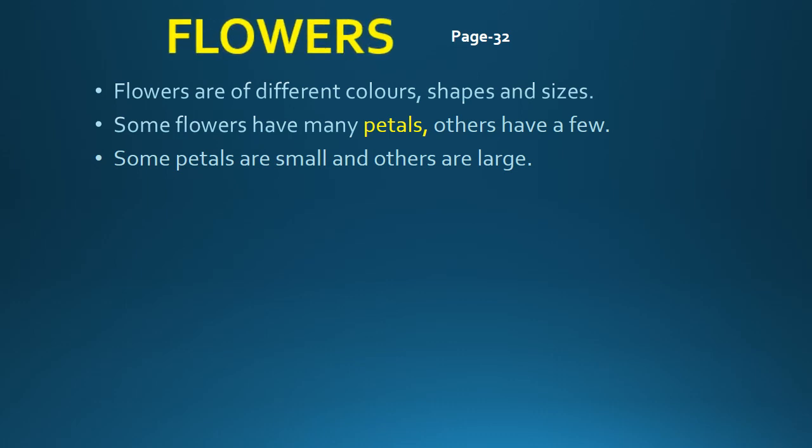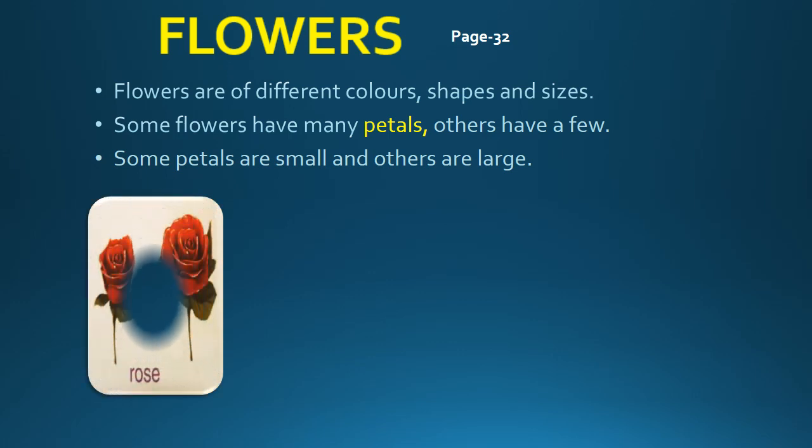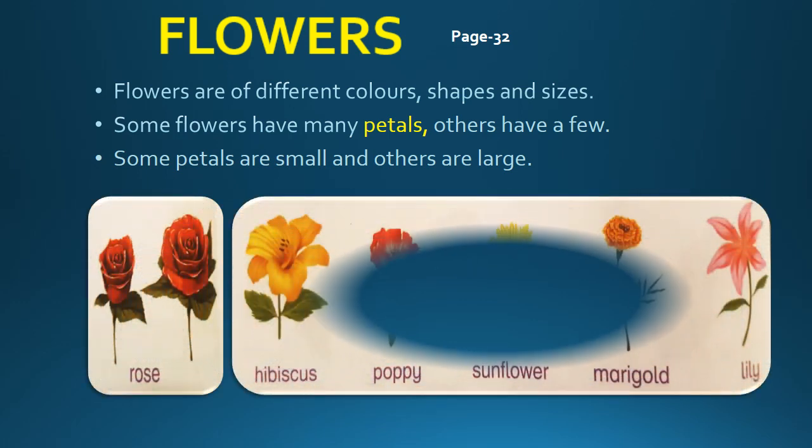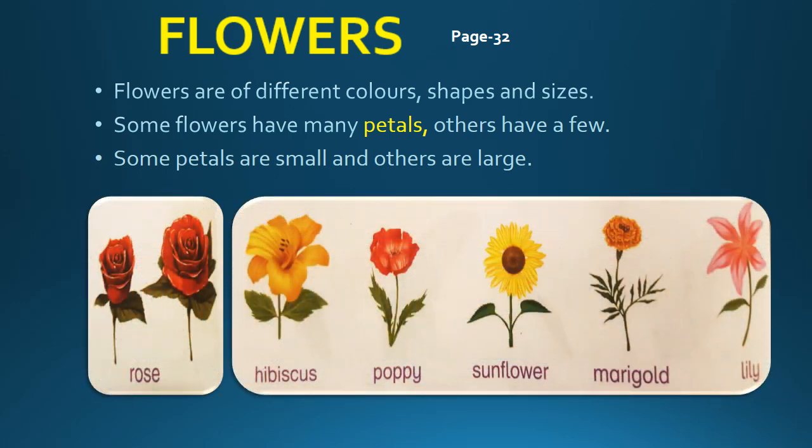Flower. Dear students, on page number 32 we can see different flowers. So let's see which flowers are there on page number 32. Here we can see rose flower, hibiscus flower, poppy flower, sunflower, marigold flower and lily flower.